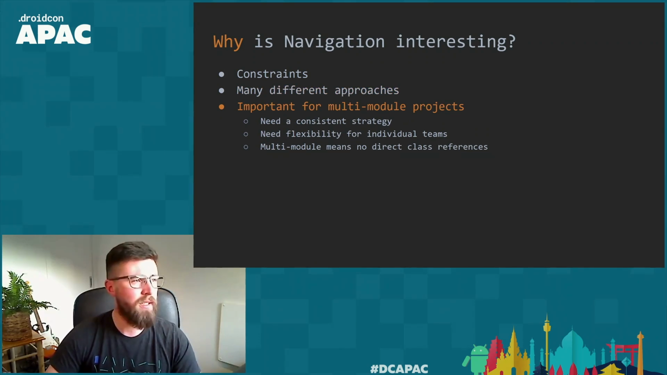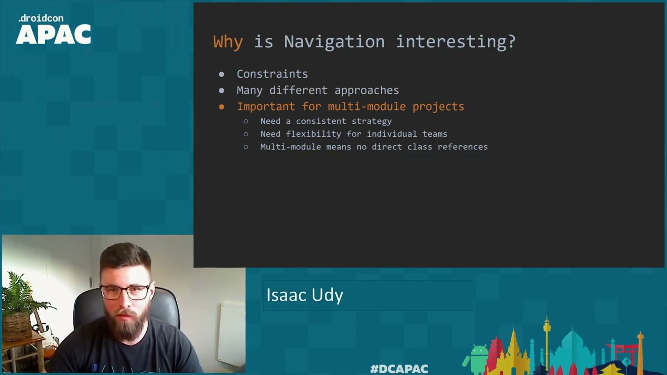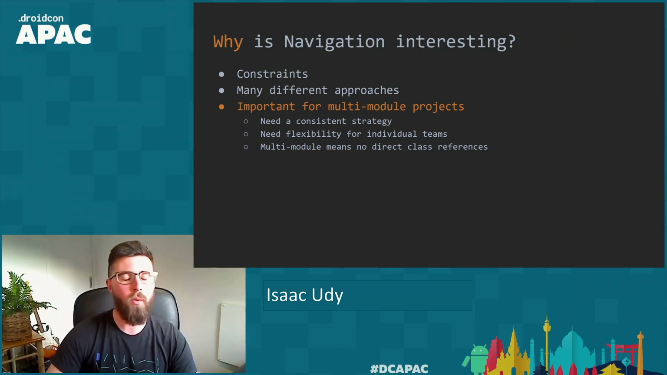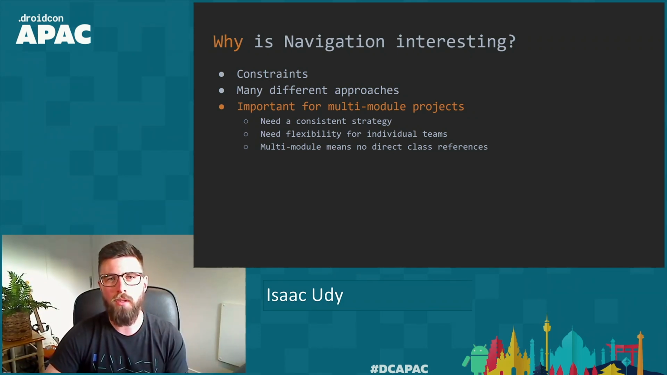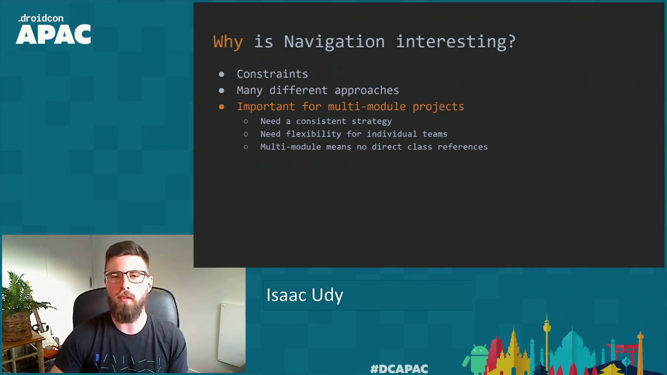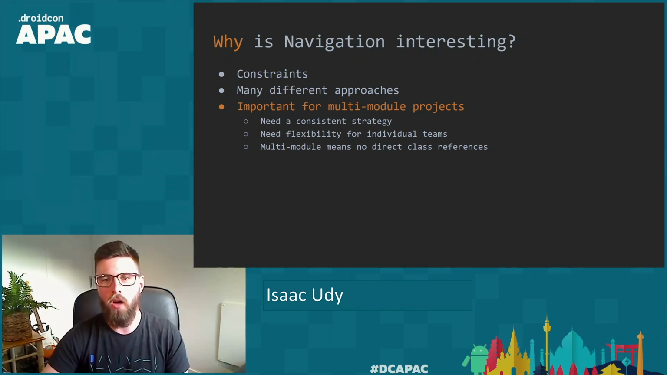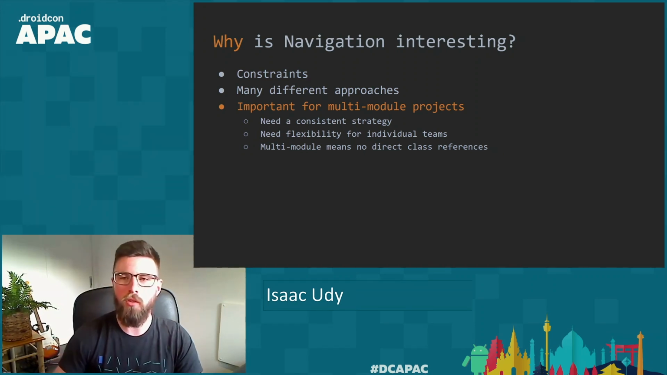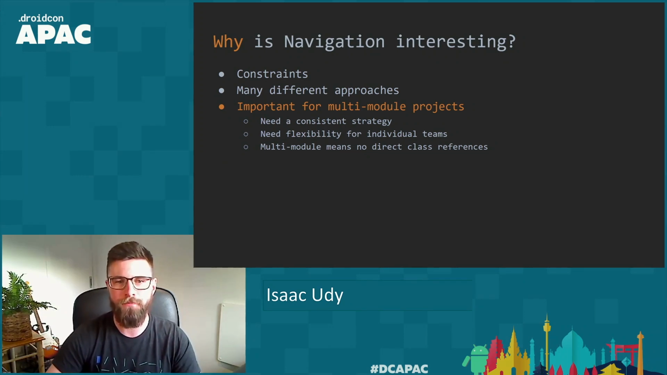And of course, navigation is important for multi-module projects. When you're working across multiple teams, it's important to use a consistent strategy, particularly at the points of integration between teams, because these are the hot spots for conflict. So you want to be doing the same thing when you navigate to a feature owned by team A as when you navigate to a feature owned by Team B. But at the same time, you still want some flexibility on how you do things internally. You don't want too many rules to follow, or that consistent strategy will start slowing you down.